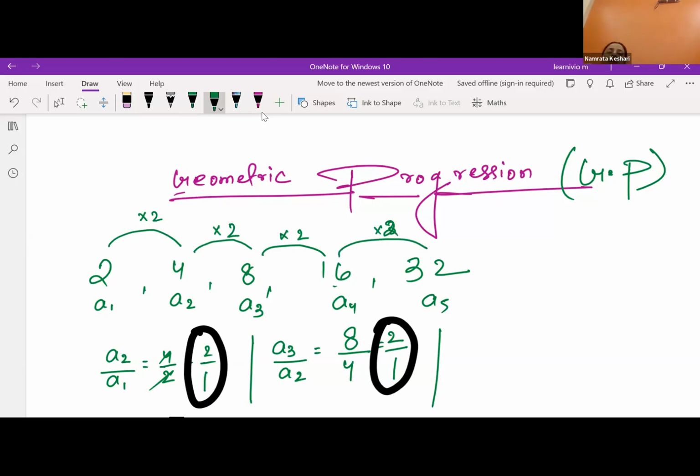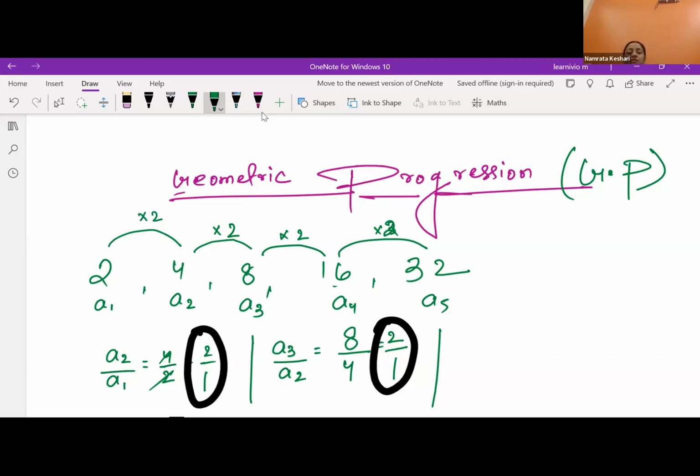The moment you saw a sequence in AP, you realized a certain number is getting added every time, or maybe subtracted every time. That's in AP, but the rule says don't go that way. The rule says just do the subtraction: A2 minus A1, A3 minus A2. That will give you the common difference.